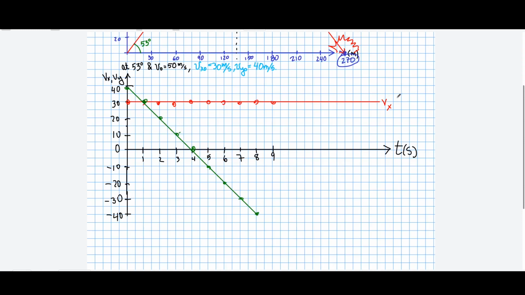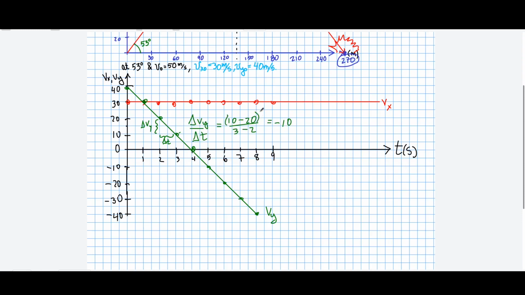So we see Vx is a horizontal function and Vy is a diagonal line here with a particular slope. What does that slope represent? It's the change in Vy divided by how much time that change took. I see 10 minus 20 is negative 10, over 3 minus 2 is 1. Negative 10 over 1 is negative 10.